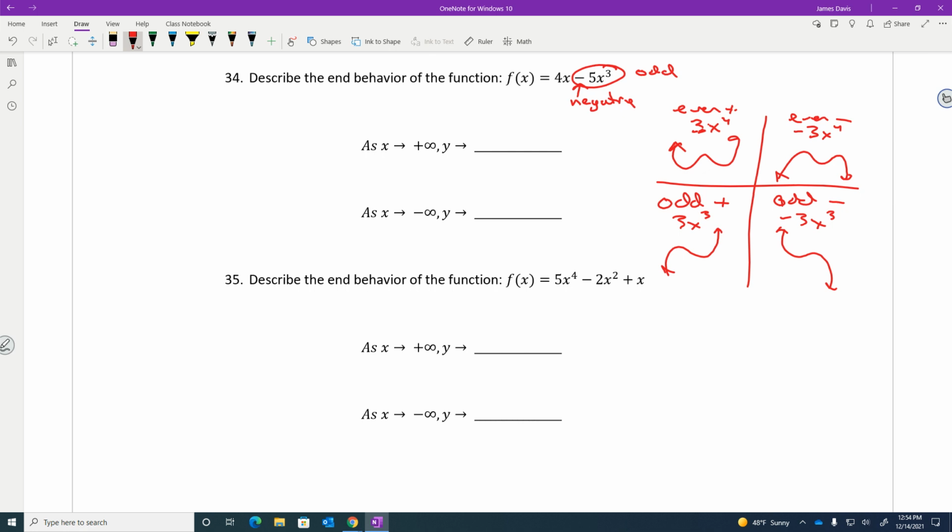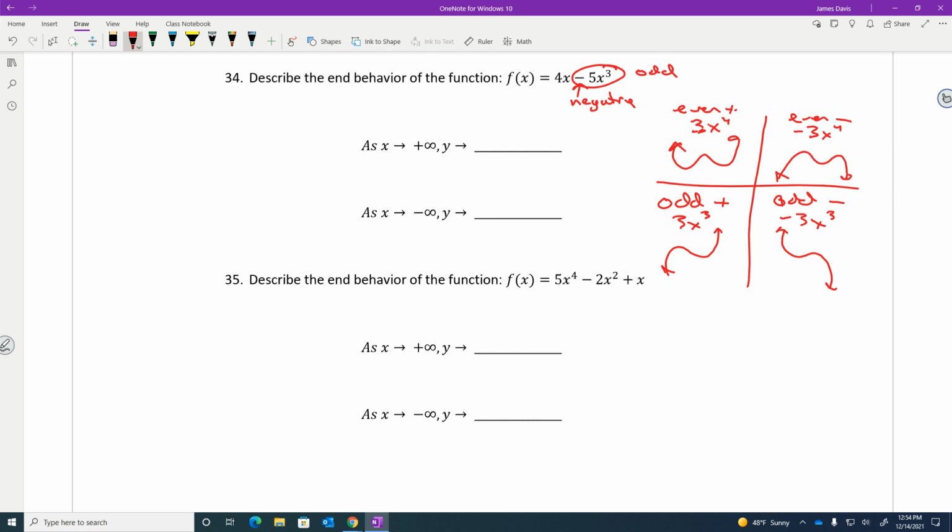You don't necessarily have to memorize the chart, but think about what's happening. If it's even, they go the same direction. Even positive goes to positive. Even negative goes to negative. If it's odd, they go opposite directions. Odd and positive, positive is positive, negative is negative, and then it flips.